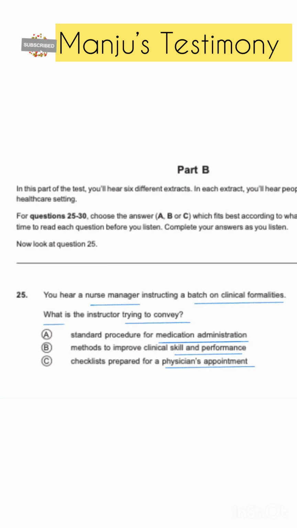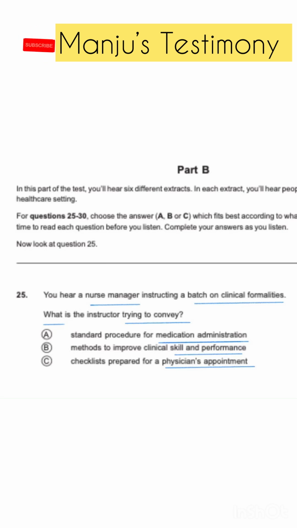Here, when you read the options, just read the options in full sentence at the beginning to understand the meaning of each option. Then you just have to underline the important keywords in the answer options. For example, in option A, I just mark medication administration. Option B, I mark skill and performance. And option C, I mark physician's appointment.